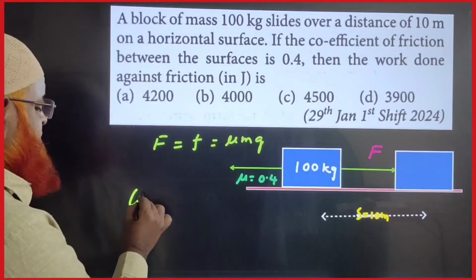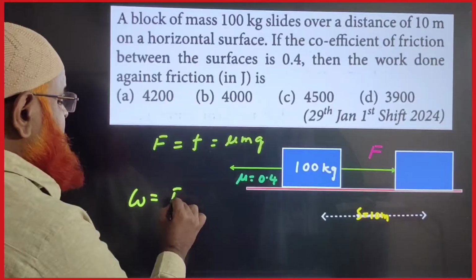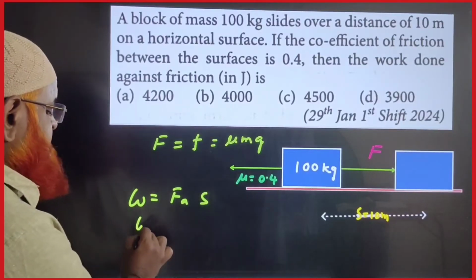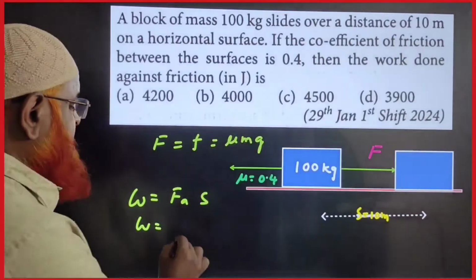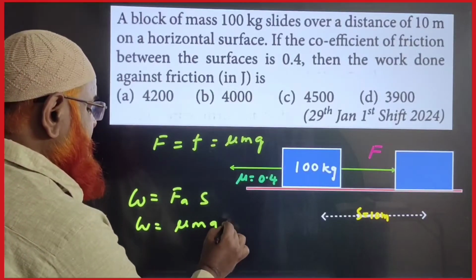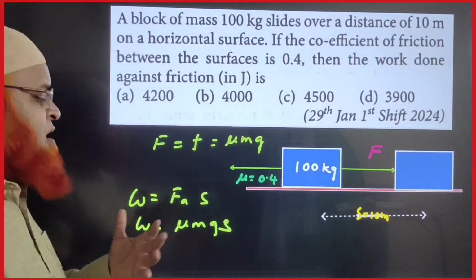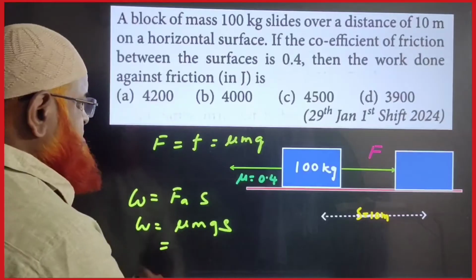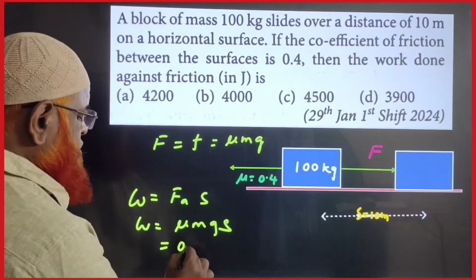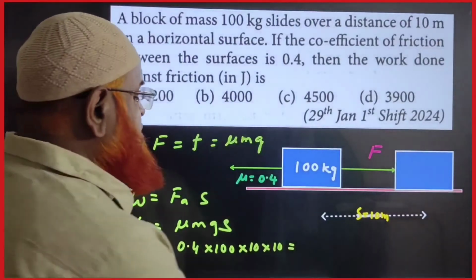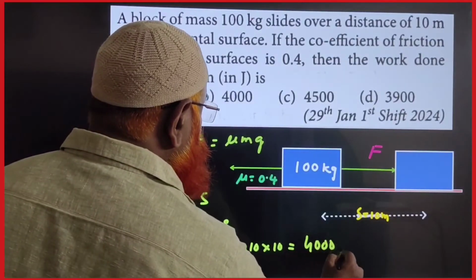He is asking us to find the work done, which is nothing but applied force times displacement. And you all know the applied force is nothing but mu mg, times s. This is a shortcut formula. You can just apply it and get the answer in a super simple way. That's it. Here, 0.4. And your answer is going to be 4000 joules.